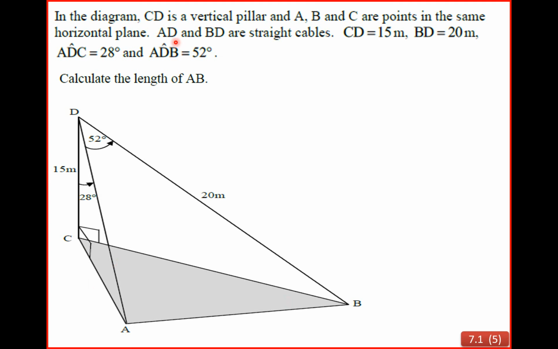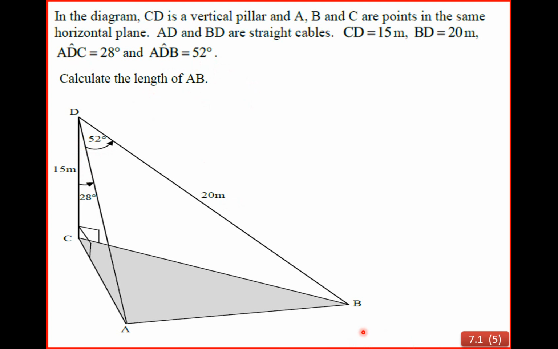It tells us that AD and BD are straight cables. It gives us the length of CD, which is 15, and BD, which is 20, and angle ADC, which we can see here is 28 degrees, and angle ADB, we can see is 52 degrees. So the question is to find or calculate the length of AB.